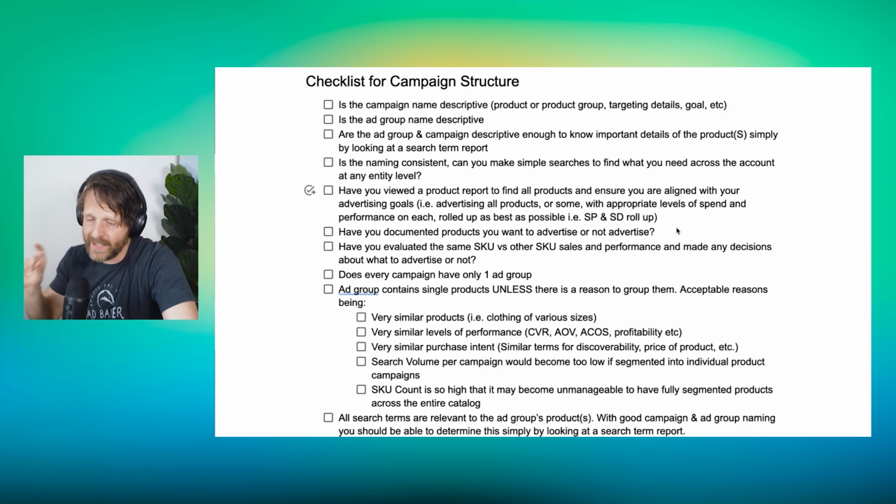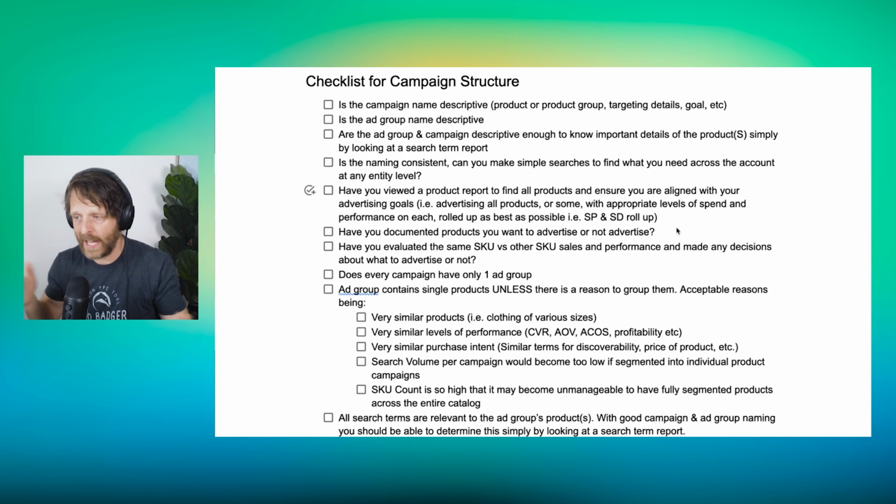Have you evaluated the same SKU versus other SKU sales and performance and made any decisions about what to advertise or not? You can download the purchased product report and the advertised product report, and see which products have a large amount of same SKU sales versus other SKU sales. Reason being, if you notice a product that has a very low percentage of same SKU sales, but a lot of other SKU sales, you'll probably want to do something about that, i.e. advertise the stuff that has lots of same SKU sales. People click on it, they buy it, as opposed to clicking on it and then going and buying something else.